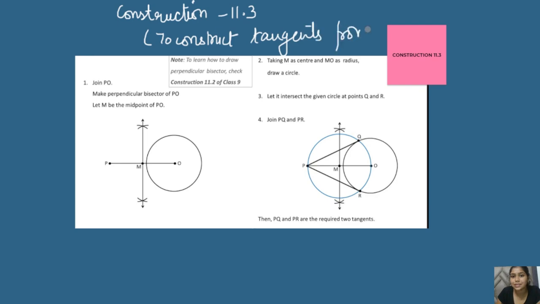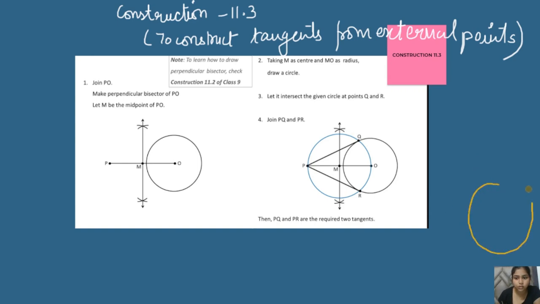from an external point. I hope I'm clear by this that in circles we have read a theorem 10.2 that the tangents which are drawn from the external point of the circle are always equal. So these are the two tangents, and this is basically how to draw that tangent. Okay, so you are already given a circle. Now what? So let's just suppose its center is O.